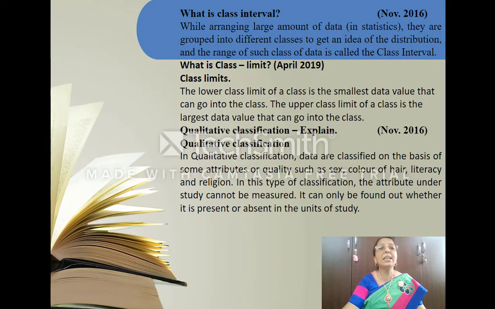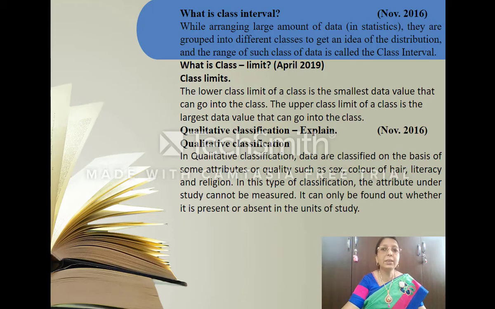Class interval is nothing but when we group data, it is grouped into classes. So each class is called a class interval. Take for example 0 to 10, 10 to 20, 20 to 30, 30 to 40. So 0 to 10 is a class interval. 10 to 20 is another class interval.